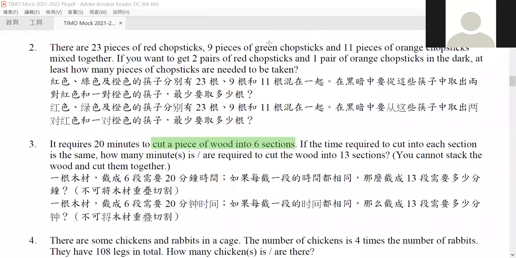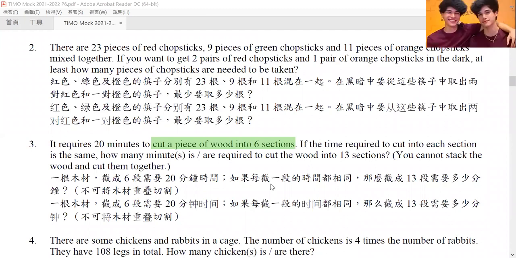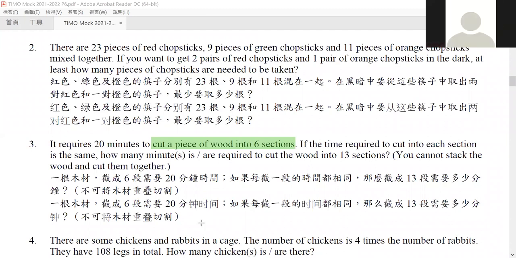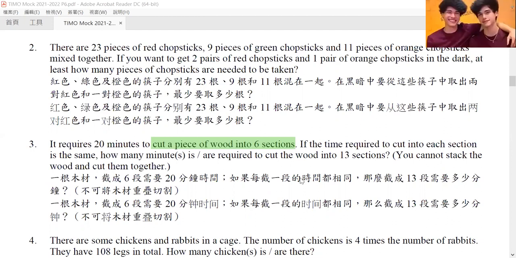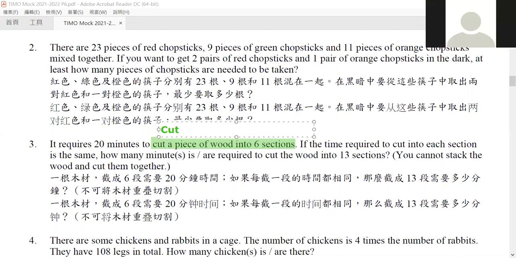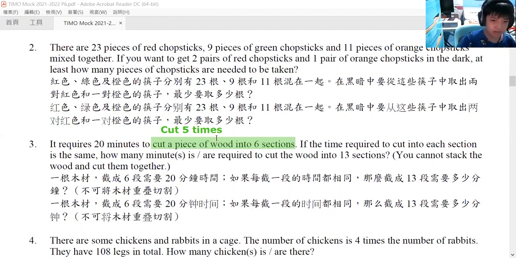Think about it. If you want to cut a piece of wood into six sections, how many times do you need to cut that wood? Five times. Because 20 divided by five is four minutes. You only need to cut five times. You don't need to cut six times in order to make six sections, you know, that would create seven sections.